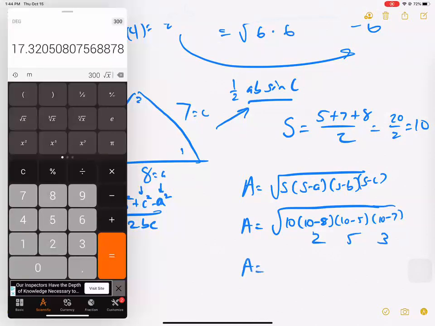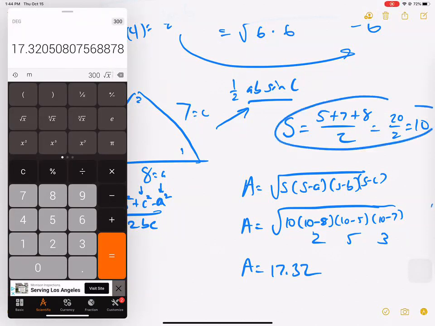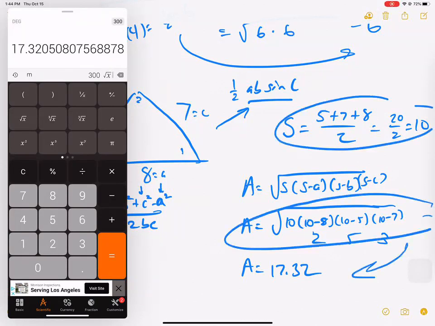A is equal to 17.32. That's using Heron's area formula. Honestly, I only had to write 1, 2, and then calculator work the rest.